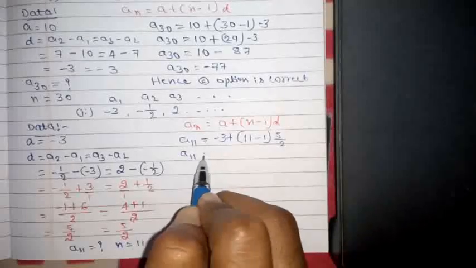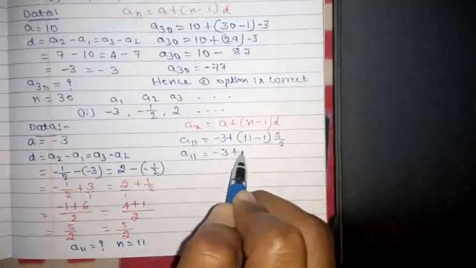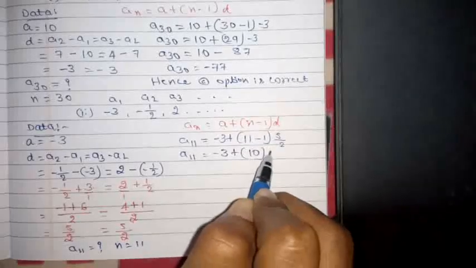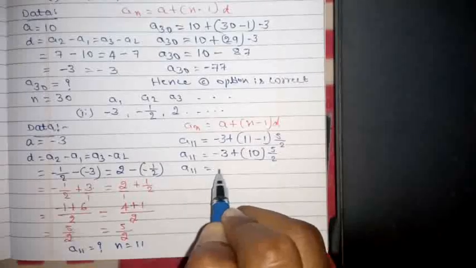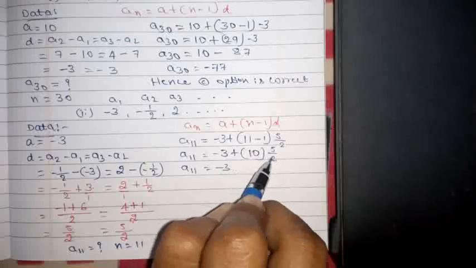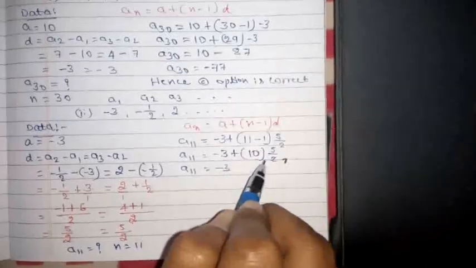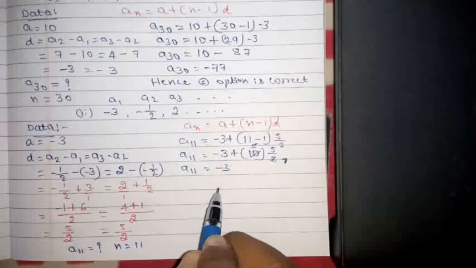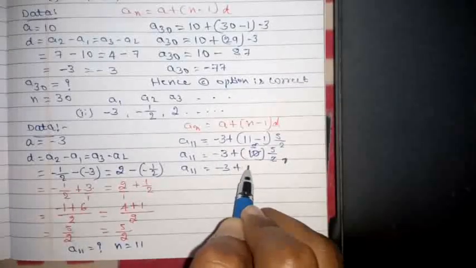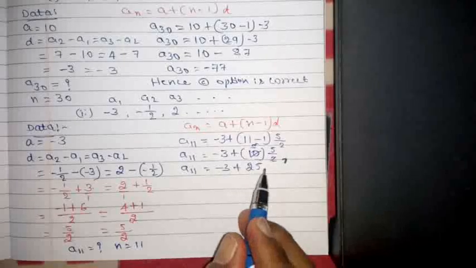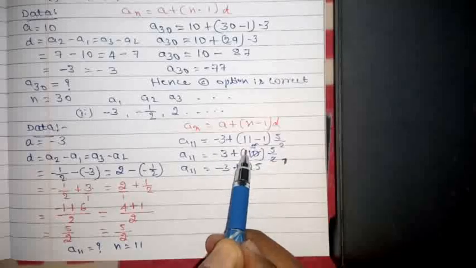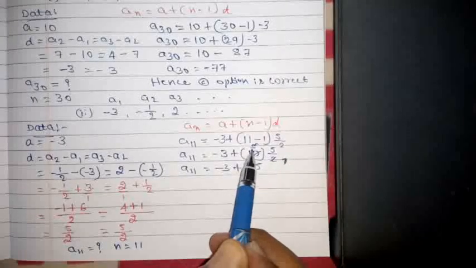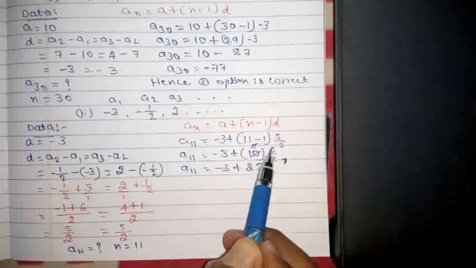So therefore a11 is equals to minus 3 plus 11 minus 1 is 10 into 5 by 2, right? So that implies the a11th term is equals to minus 3, here 2 ones are 2, you can cross multiply, so 2 ones are 2, 5s are, okay. Now here 5 5s are 25, so it remains plus 25. How? So here 2 ones are 2, 5s are 10, you're making a cross multiplication, right? So 2 ones are 2, 5s are, now the remaining is 5 5s are 25, okay.